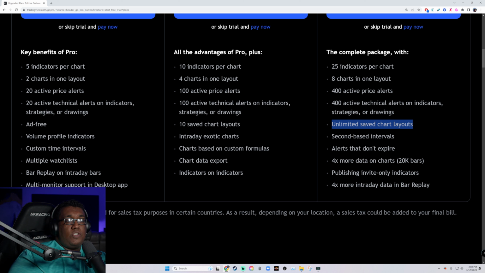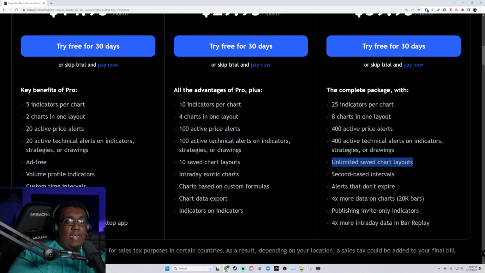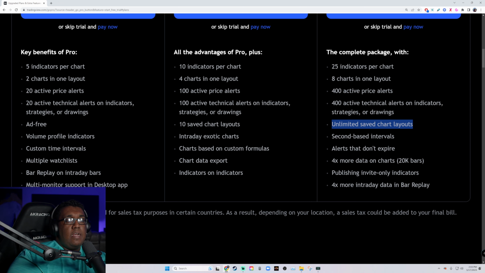4x more data on charts, 20k bars. Charts will only go back in time so far because there's so much data, and TradingView doesn't want to spend all that money for you to have all that data unless you're paying them for it. So just know that the data will go back further and further, the better your plan is. And I have the best plan, so my data goes back all the way, because it's rare to have 25,000 candle bars on a screen. It just doesn't go back that far usually. Alerts that don't expire, we talked about that one. Publishing invite-only indicators.